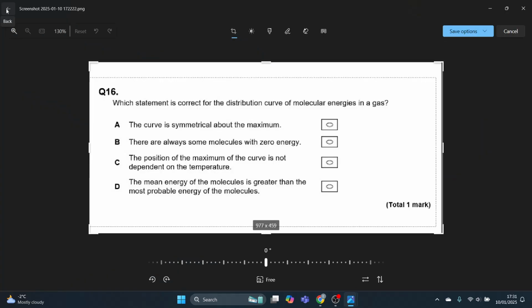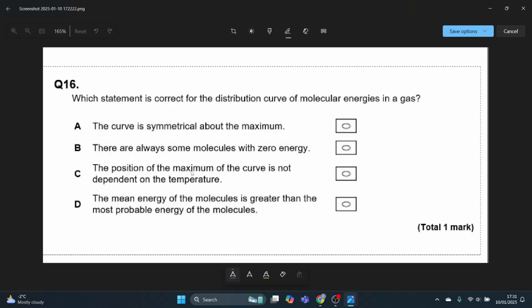Which statement is correct about the distribution curve of molecular energies in a gas? The curve is symmetrical about the maximum. There are always some molecules with zero energy. No, a key fact is there are no molecules with zero energy. The position of maximum of the curve is not dependent on the temperature. The mean energy of molecules is greater than the most probable energy in the molecules.